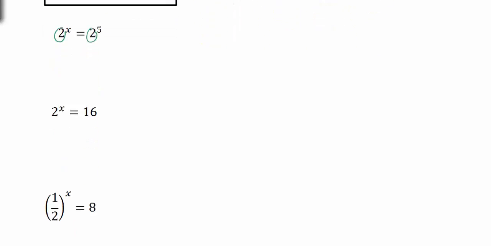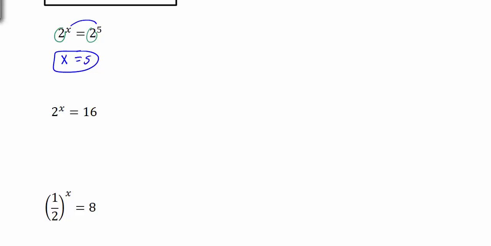So what we're saying here is if 2 to the x is equal to 2 to the 5, then that tells us that the exponents must be the same. So therefore, x must be equal to 5. And a little bit of logic and common sense would tell you that if these are equal, then x has to be equal to 5.